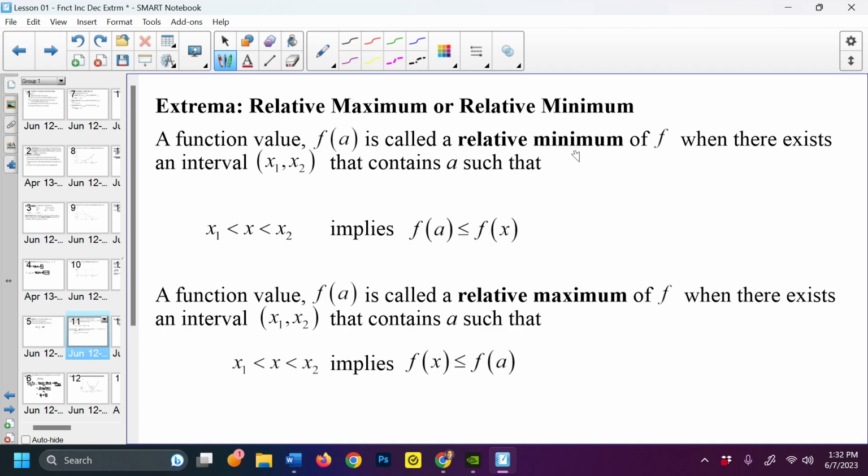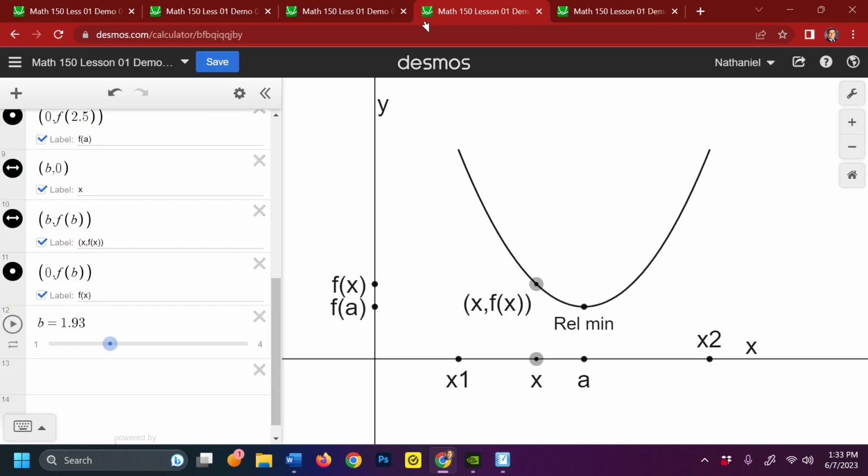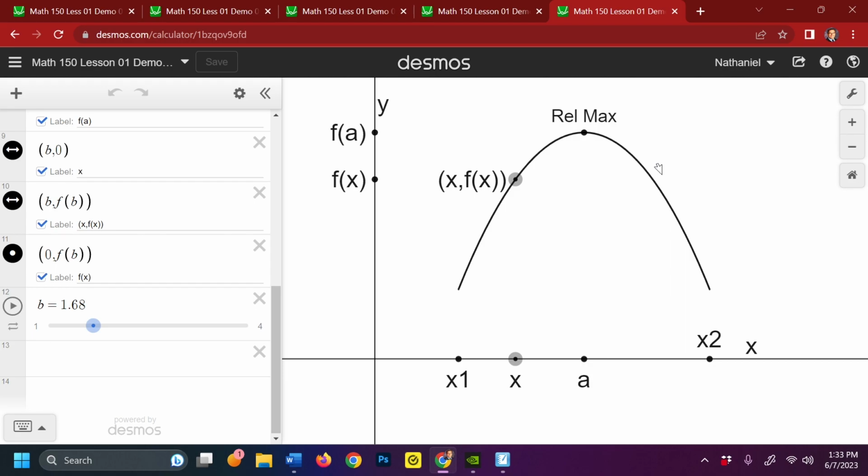A relative maximum is also very similar. The f of a is a relative maximum if, between this interval from x1 to x2, there is an a such that for any x between these two endpoints, f of x is always smaller than or equal to that f of a. So again, what does that look like? As long as this x stays between x1 and x2, the point is always either lower or equal to this f of a value that we are calling the relative maximum.